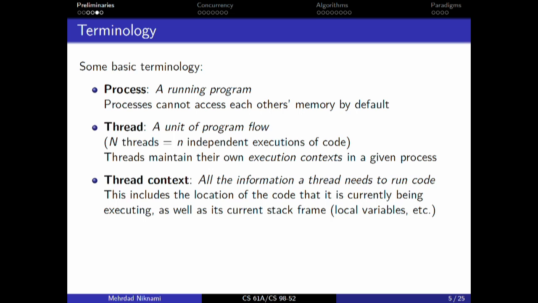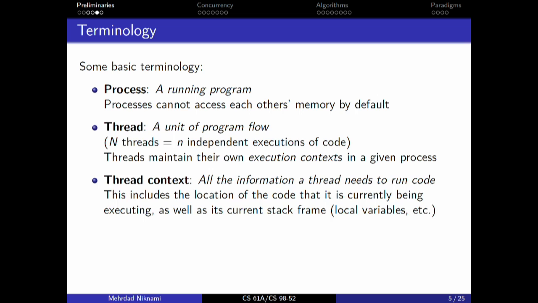Sorry, is the memory part of the local variable? Are global variables separate from the thread context? So globals are shared for all threads in a given process. Local variables are isolated. They belong to the thread.